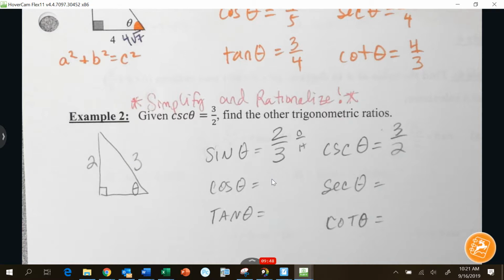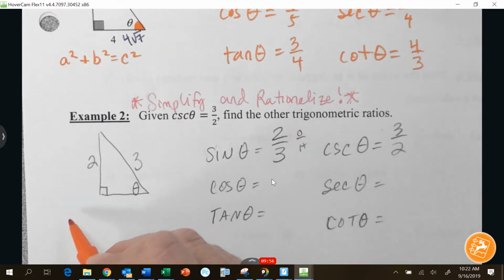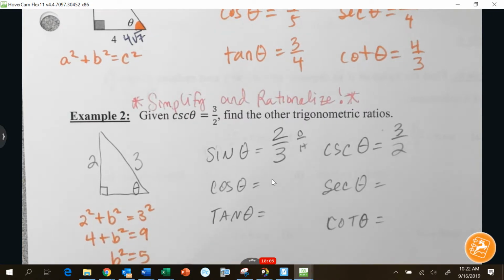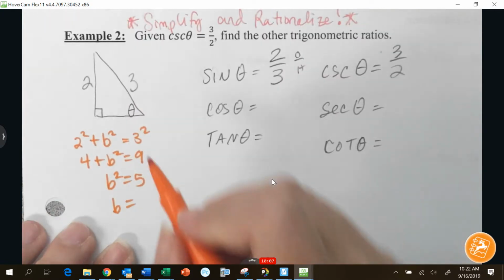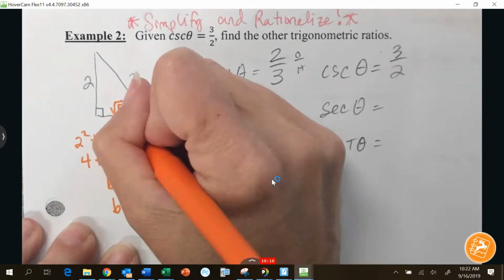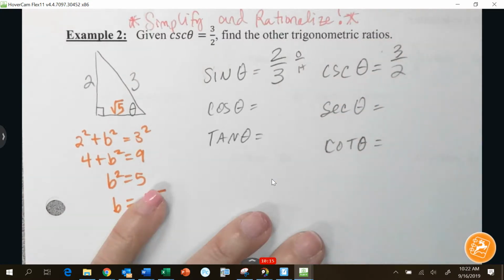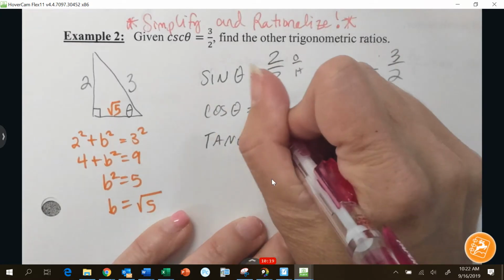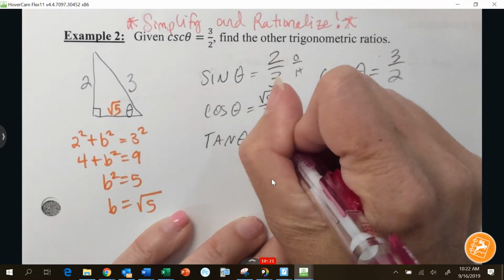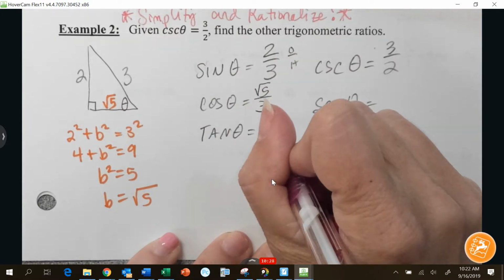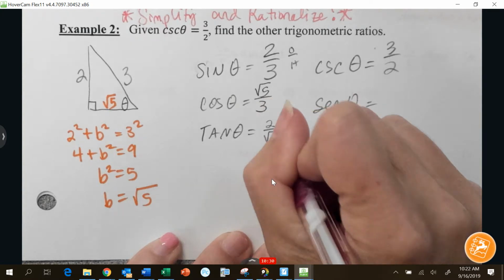Is 2 a triple? No, 3, 4, 5 is like the smallest one. So we'll have to do Pythagorean theorem. We'll go 2 squared plus b squared equals 3 squared. And I get, whoop, I went off the screen a little bit. I get b is square root of 5. So my cosine is square root of 5 over hypotenuse 3. And then my tangent is 2 over square root 5.